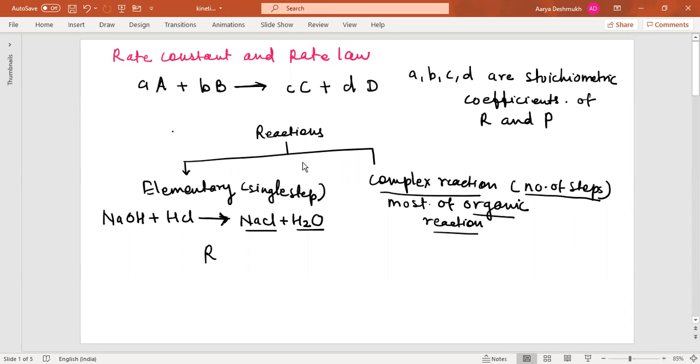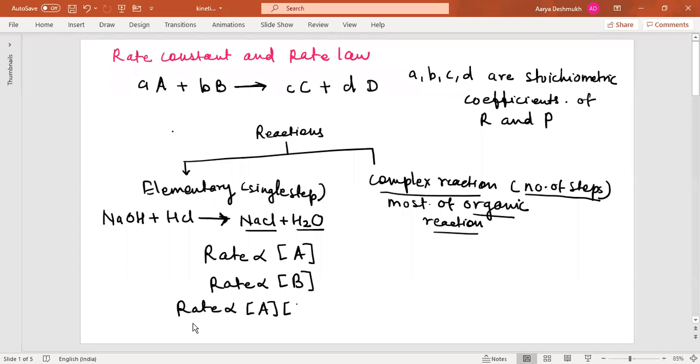Now, in such cases, the rate of this reaction is proportional to the concentration of A. Rate will also be proportional to the concentration of B. These are the reactants, isn't it? So rate is proportional to the concentration of A and the concentration of B. In short, you can write rate is proportional to the product of concentrations of A and B. This is very simple. Now here, rate is dependent on the concentration of A and the concentration of B at that moment.